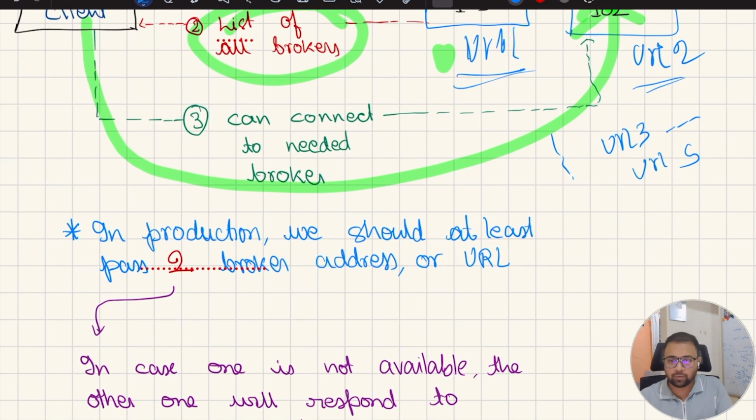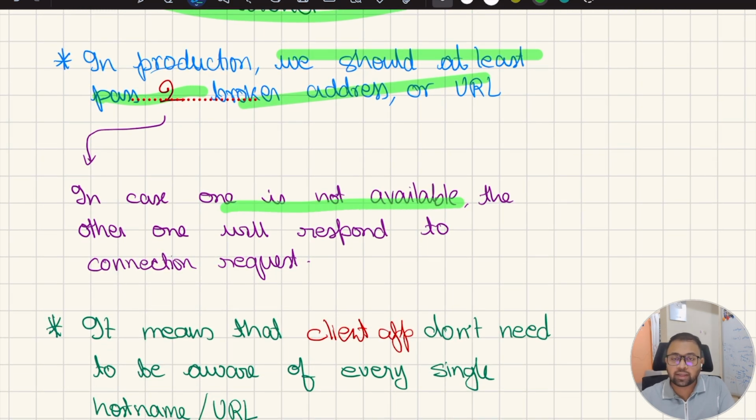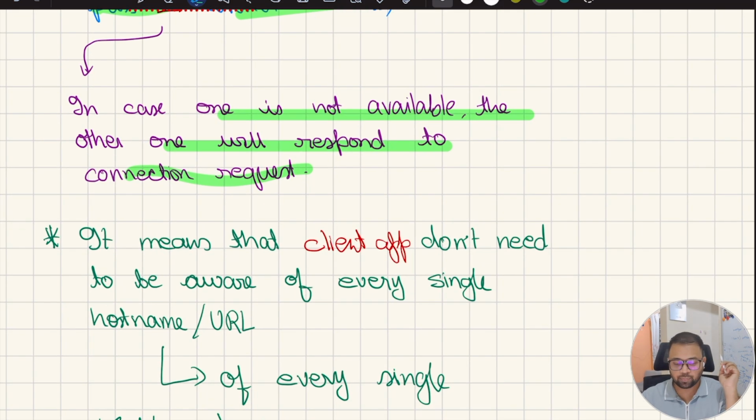It's the same thing I've written. In production, we should have at least two Kafka broker addresses. In case one is not available, then the other will respond to the Kafka connection request.